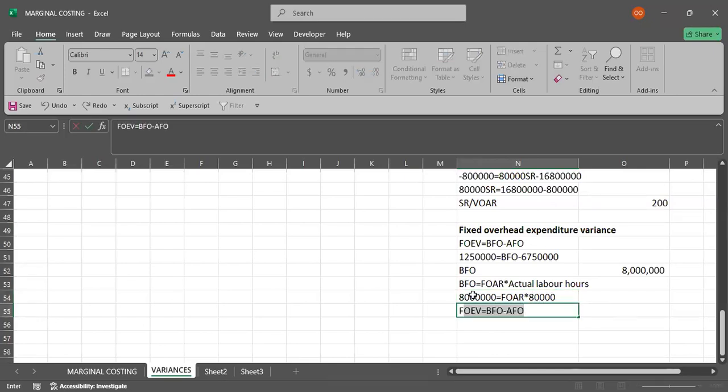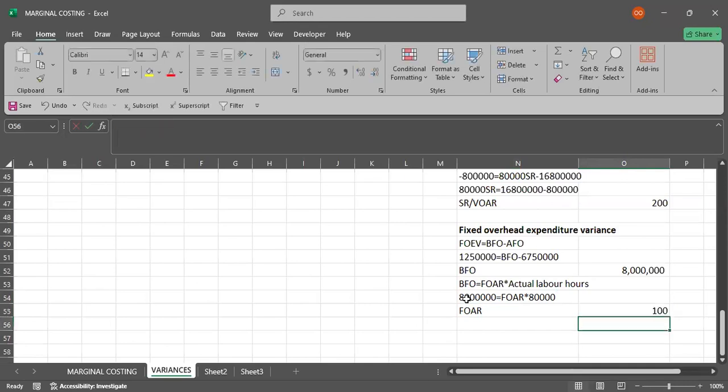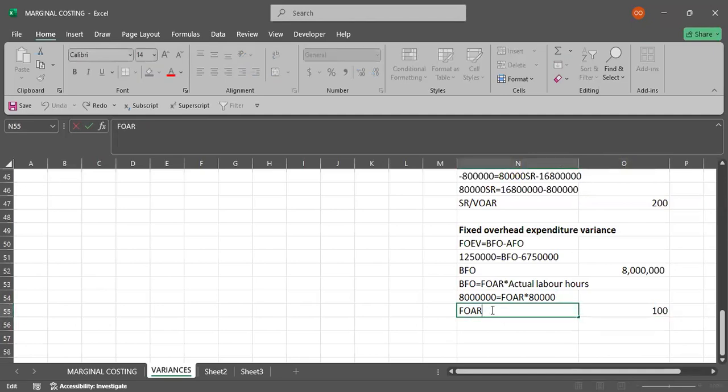So can we get fixed overhead absorption rate? So our fixed overhead absorption rate will be equal to, we divide, right? 8 million divided by 80,000. What are we getting? Fixed overhead absorption rate per labor hour, right? It's the same as the standard rate for the fixed overheads per hour, because they're subjected to the hours, per labor hour. That is what we have.